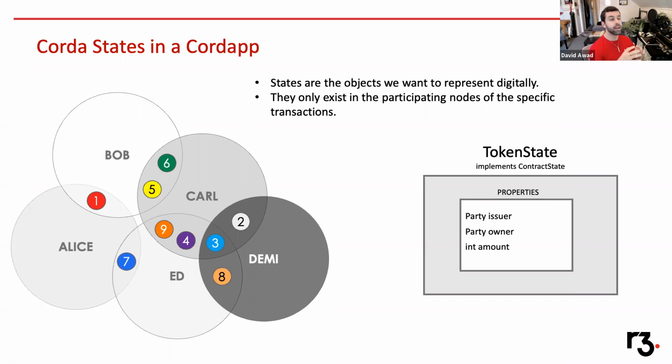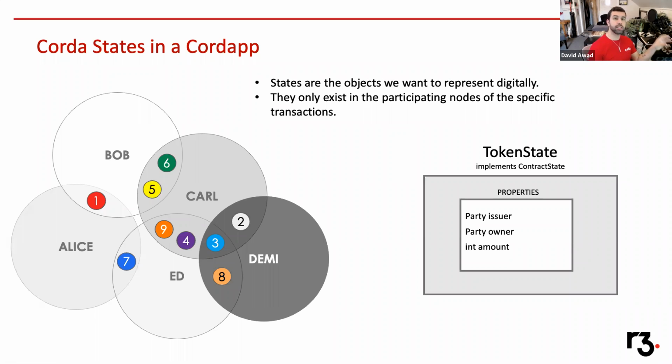idea that I've defined a state, in this case token state as our simple example, a token representing someone who issues it, someone who owns it, and an amount. So if Alice issues a token to Bob, that is one state shared between the two parties. But Demi and Carl could be running a completely different CorDapp on their two Corda nodes and run a transaction between the two of them.